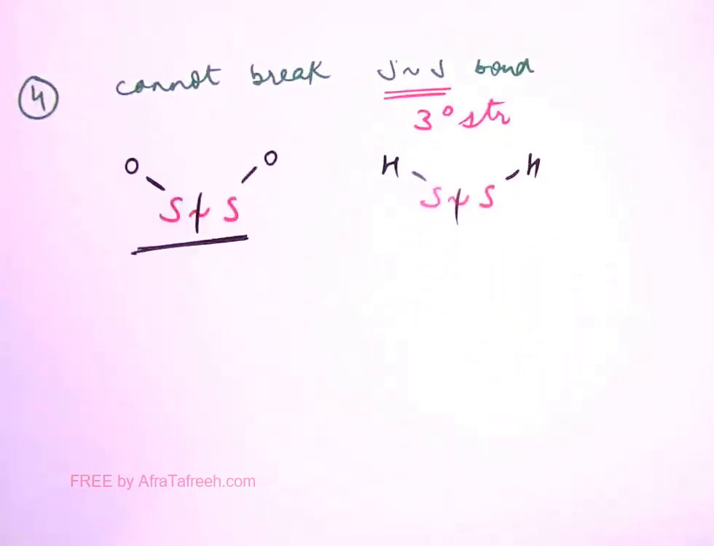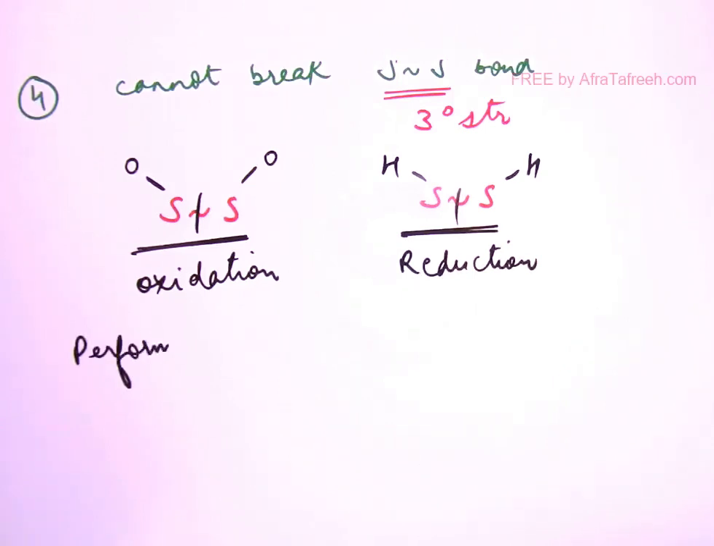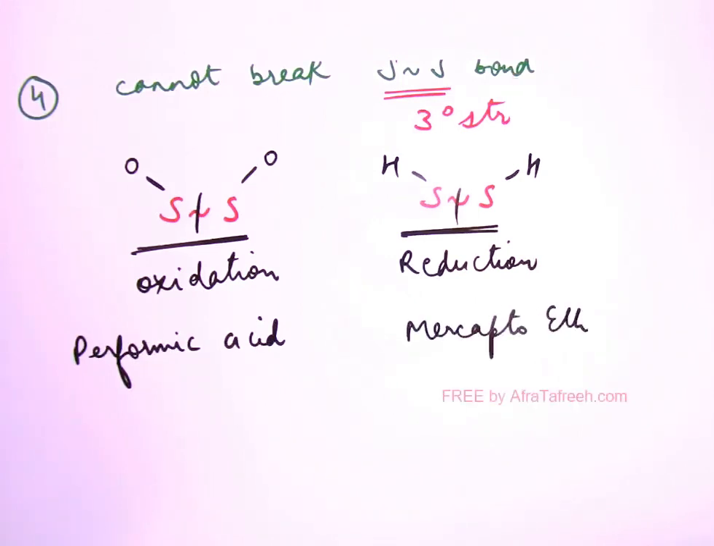This is called oxidation of disulfide bond. This is called reduction of disulfide bond. The chemical which oxidizes disulfide bond is performic acid. The chemical which reduces disulfide bond is mercaptoethanol. So in this experiment SDS-PAGE, in addition to SDS, we will take either performic acid or mercaptoethanol to break the disulfide bond, because SDS cannot break disulfide bond, right?